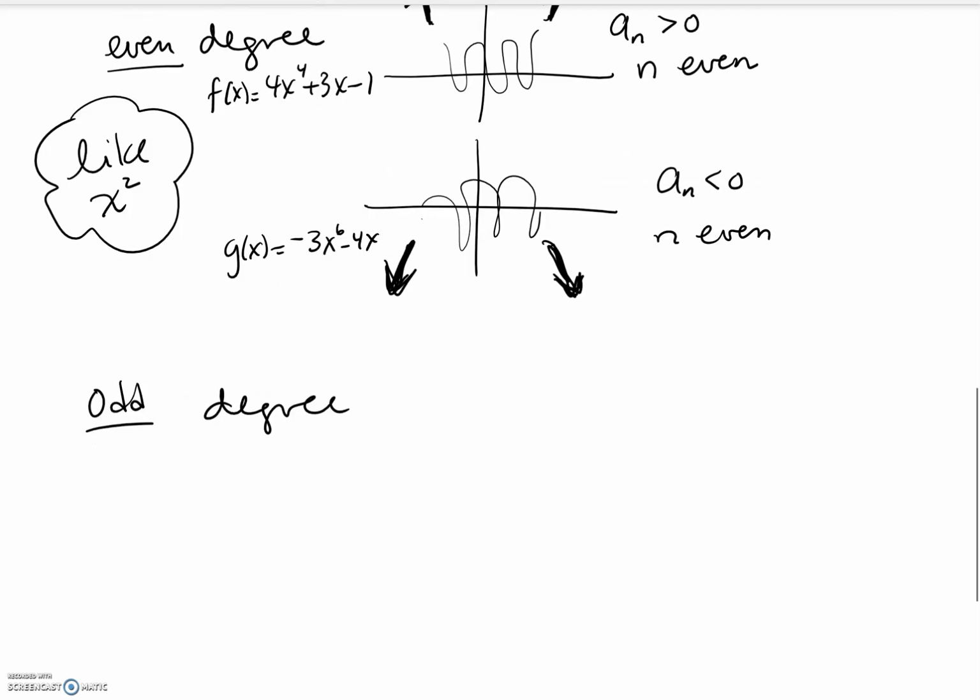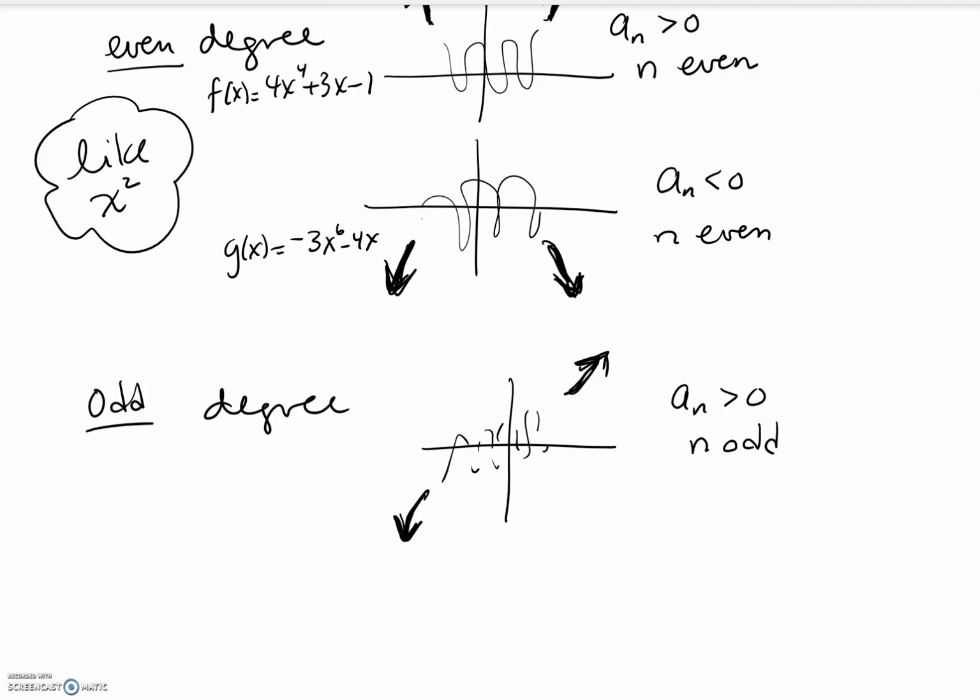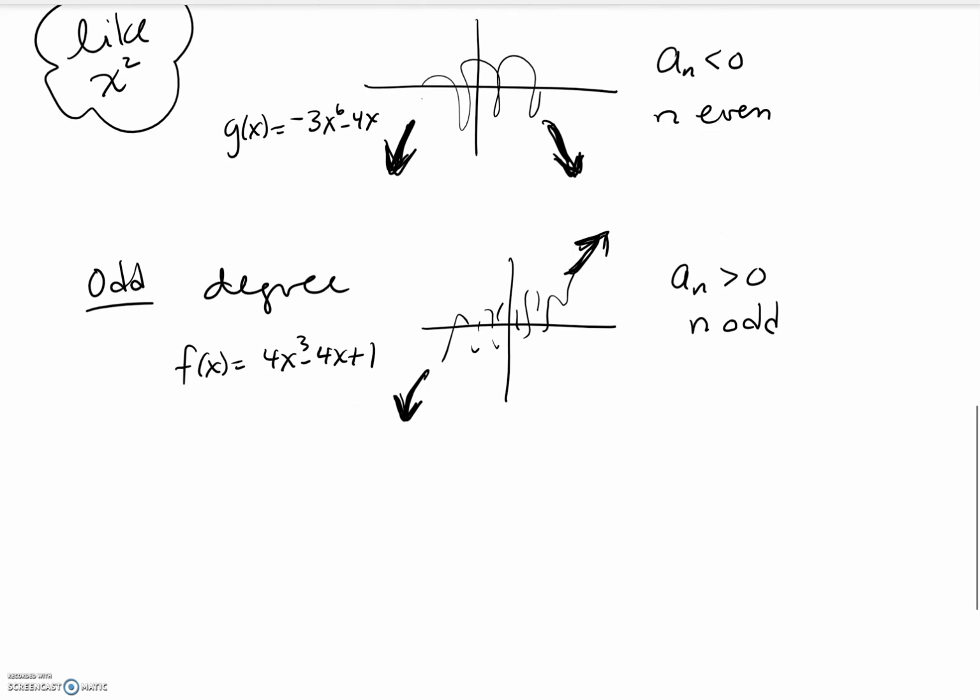For odd degrees, you may have already guessed, it's going to look like the x cubed function. At the edges, as x gets to infinity or negative infinity, if a sub n, meaning the leading coefficient, is positive and n is odd, there could be things happening in the middle with x-intercepts going through the x-axis, but the edges basically look like that, going through quadrants 1 and 3. For example, if I have a function like 4x cubed minus 4x plus 1, it could look something like that, where it goes through quadrants 1 and 3 at the edges.